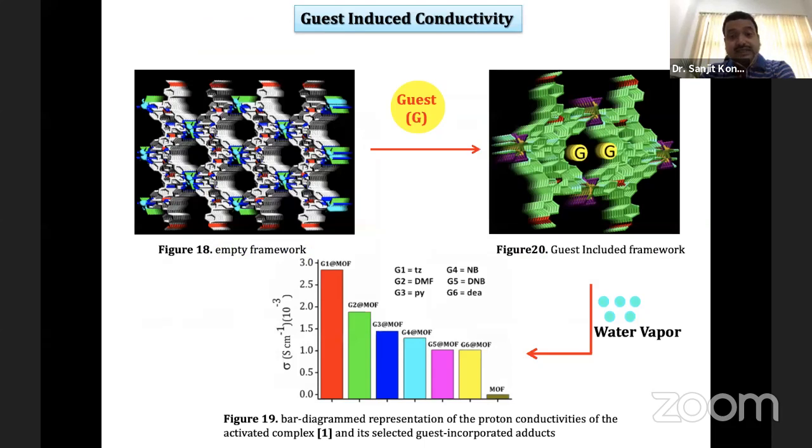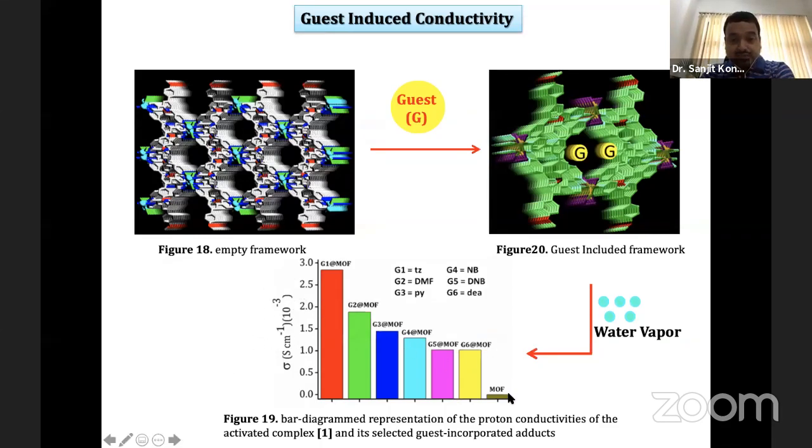Now, when we studied this, we have the framework and these are the guests, and when we expose it to water vapor and measure the proton conductivity, we have seen that it is in the order of 10 to the power minus 3 Siemens per centimeter. You remember the proton conductivity shown by Nafion was in the order of 10 to the power minus 2. Still, it is not the best result, but it is one of the best results reported so far, that the proton conductivity goes up to 10 to the power minus 3.